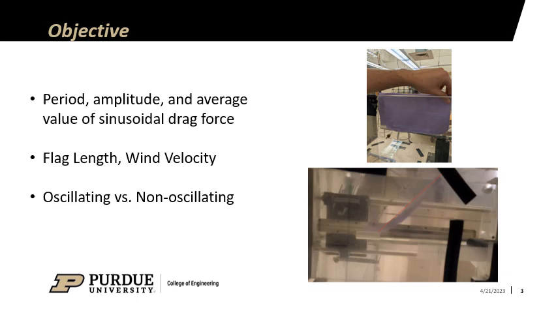The first goal for this project is to find the period, amplitude, and average value of the drag force of a flag-like object and how these properties change with respect to flag length and wind velocity. The second goal is to find the drag coefficient of a flag-like object and how this changes with respect to flag length and wind velocity. The third goal is to find how the oscillating drag properties compare with the non-oscillating drag properties.